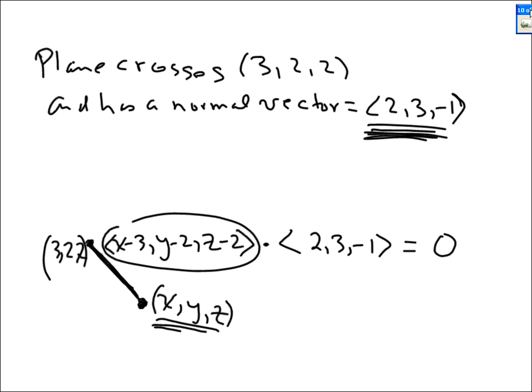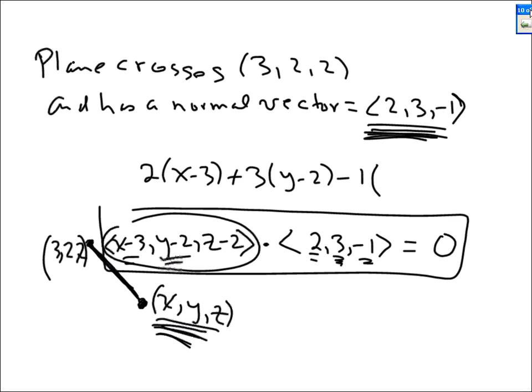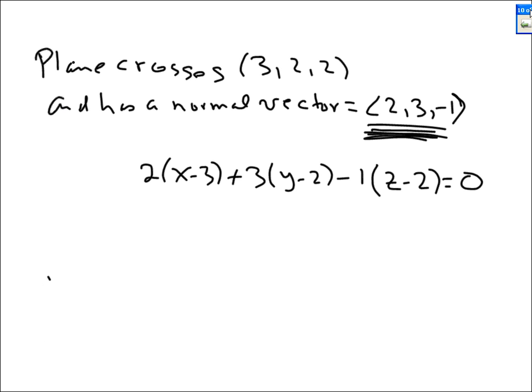So I pick an arbitrary point and I say, if this equation right here is true, then that point is in the plane. 2 times x minus 3 plus 3 times y minus 2 plus negative 1 times z minus 2. This is 0. And let me clean this up a little bit. So the calculus is done. Now we just have to clean it up.